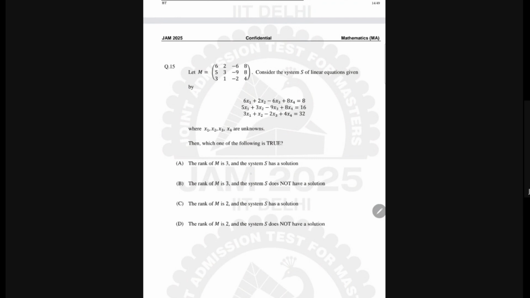Now, can you calculate the rank of the augmented matrix? Ma'am, that is also 3. That is also 3. So it has a solution. Option A is correct.